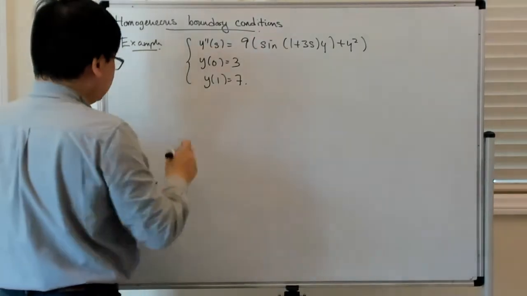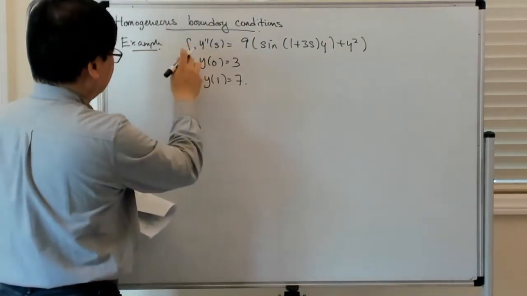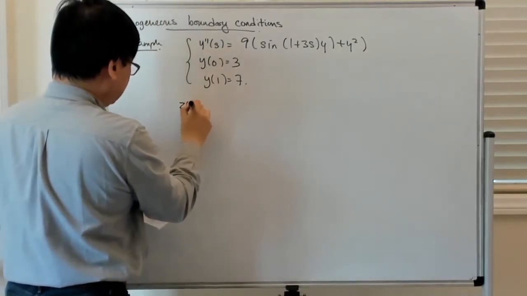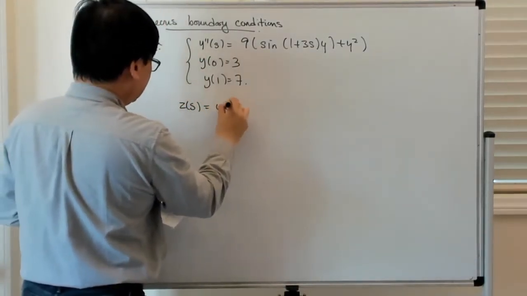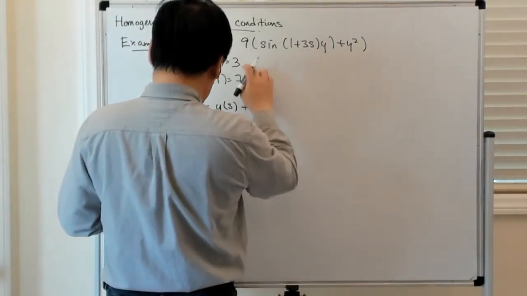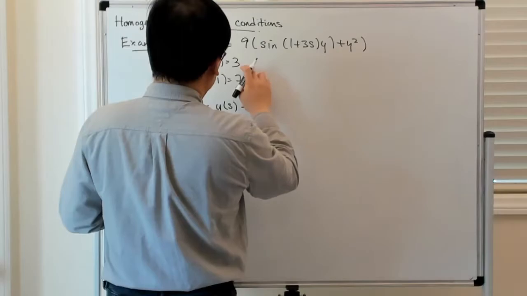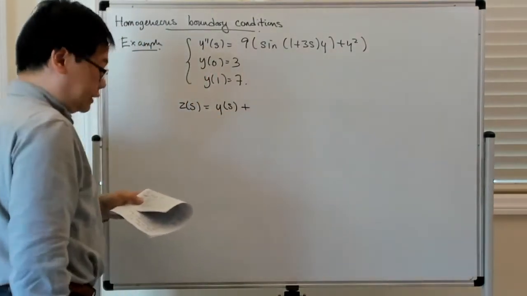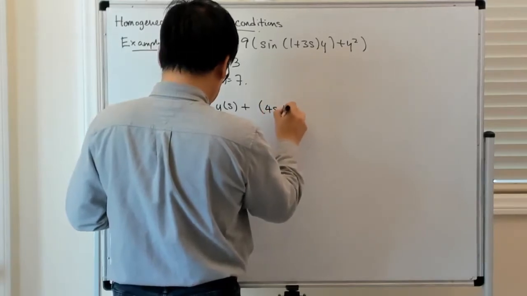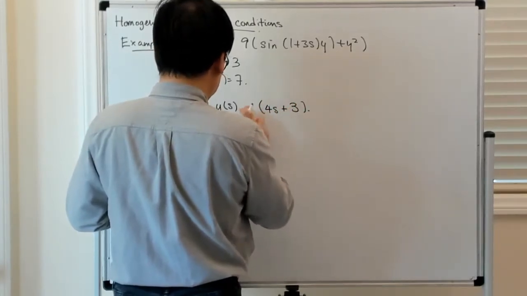So we're going to add an additional transformation. We had started from x, now we have y, and we're going to transform it to z. So let's say z of s is equal to y of s plus, what I'm going to do is find a linear interpolant between the data, 3 and 7. Okay, so this is going to be 4s plus 3, so minus.